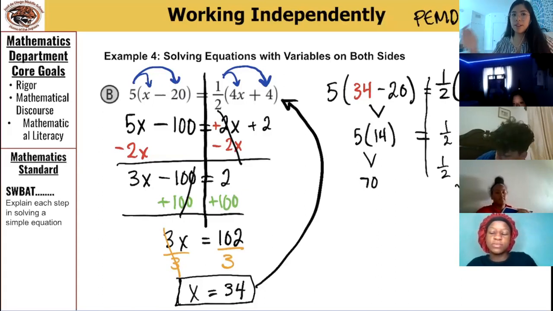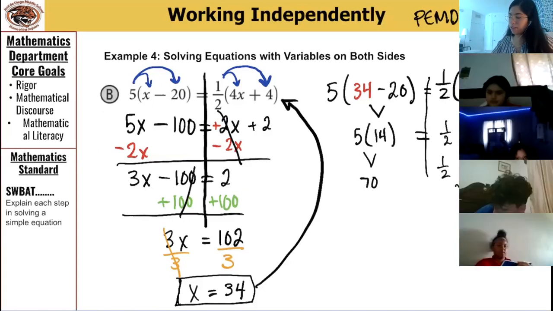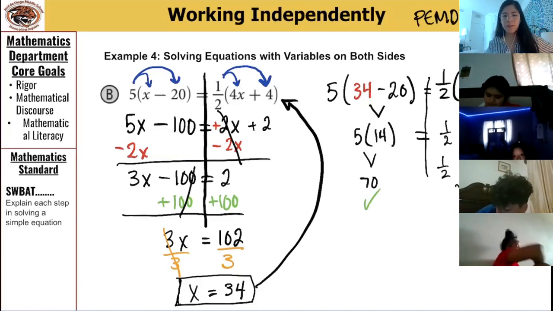Remember, you can think of that as a division problem. You're doing 140 divided by 2. That's 70. I got the same answer on the left side and the right side. That's how I know I'm good. I have the correct answer.